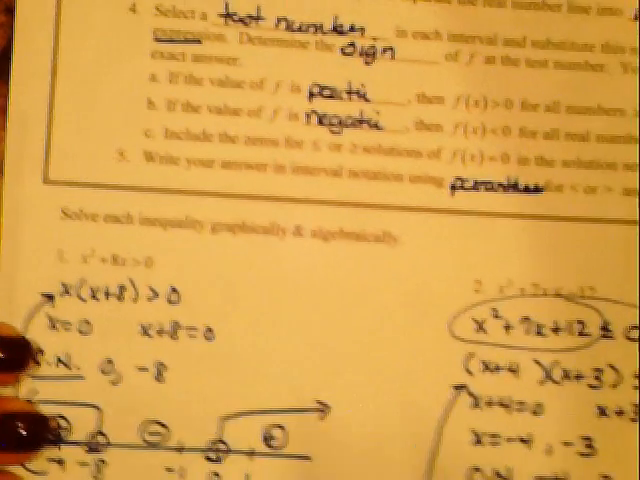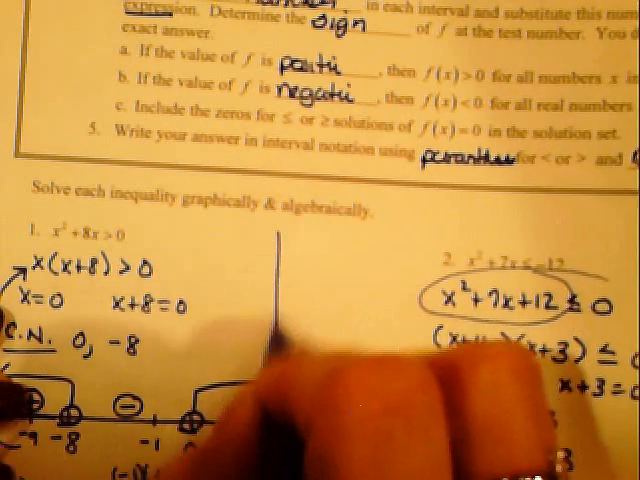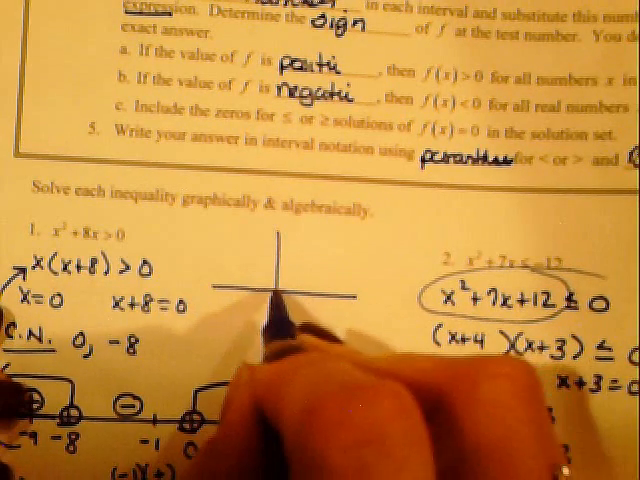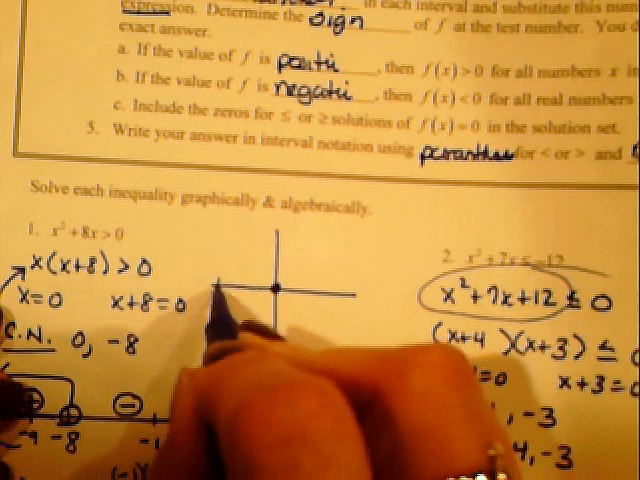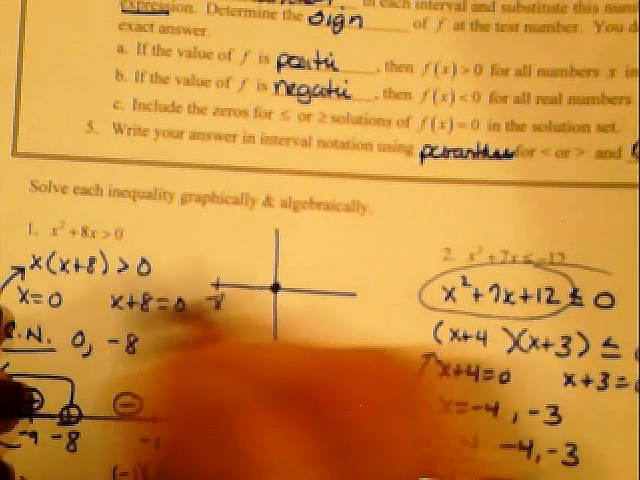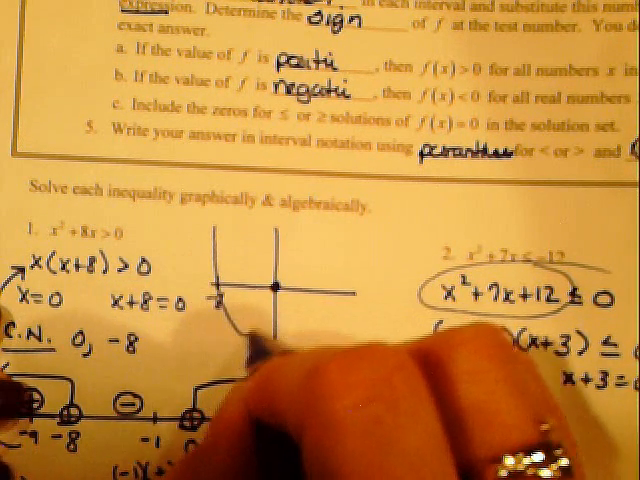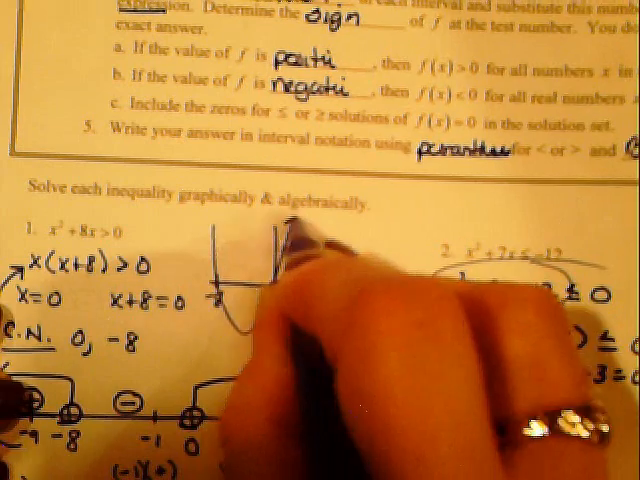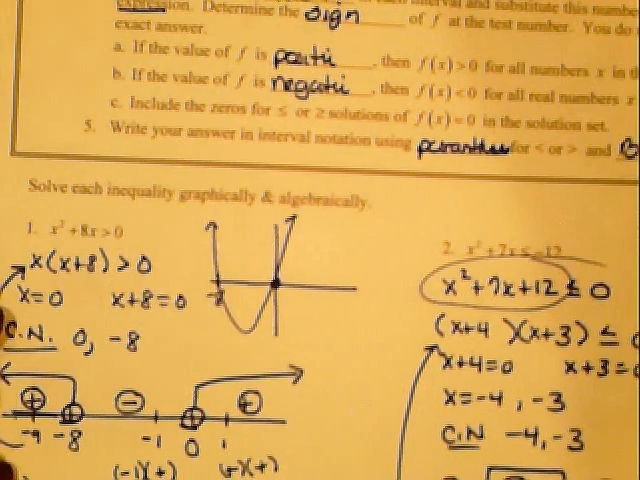When you go back to example number 1 and you factored it, you came up with 0 and -8. Again, one x-intercept is 0, the other one's -8. Again, it's still a parabola opening up, crossing through the x-axis at -8 and 0.